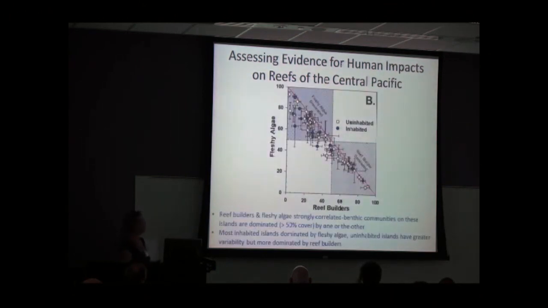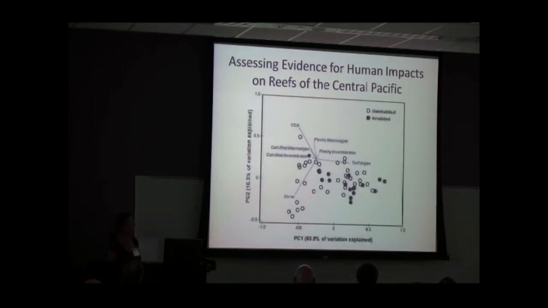If you look at the relationship between these two, where we have fleshy algal dominance in this quadrant and reef builder dominance down here, we see that islands tend to fall into either one of these categories. The majority of the inhabited islands are up in this fleshy algal dominated quadrant, whereas the uninhabited islands have much greater variability. They span the entire spectrum. It's not surprising. Some of these uninhabited islands are brand new, actively erupting volcanic islands. But we see several islands that are within this reef builder dominated quadrant.